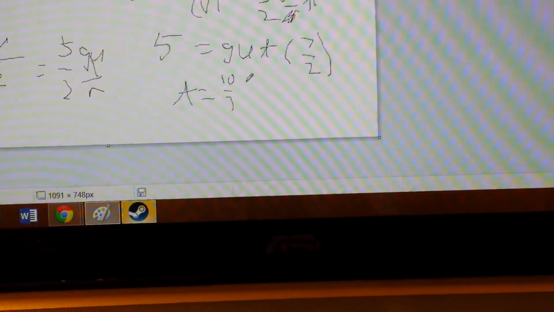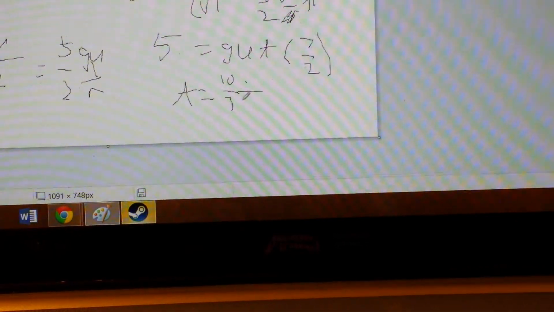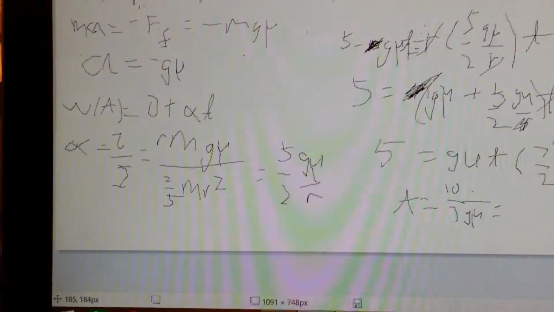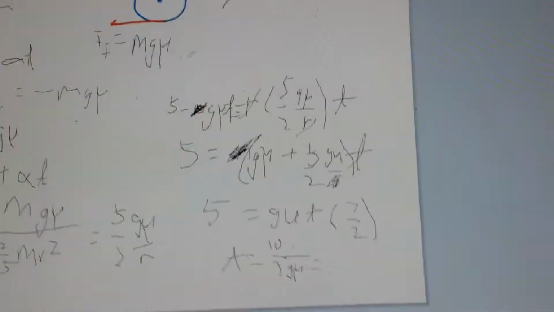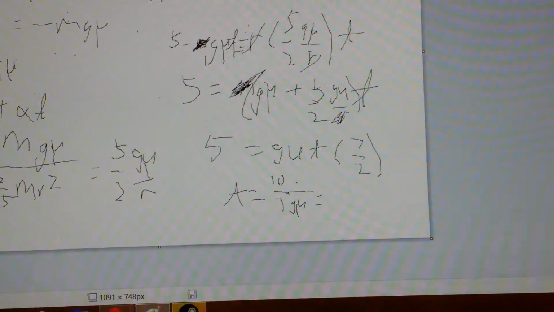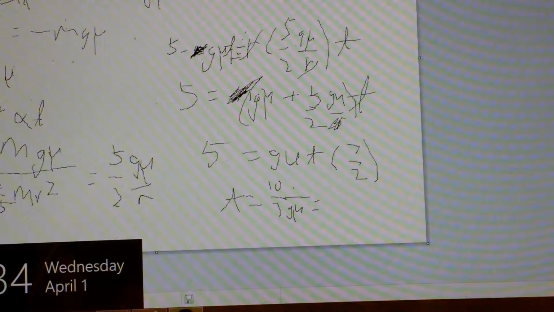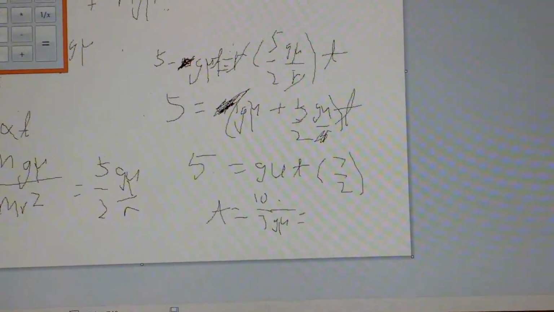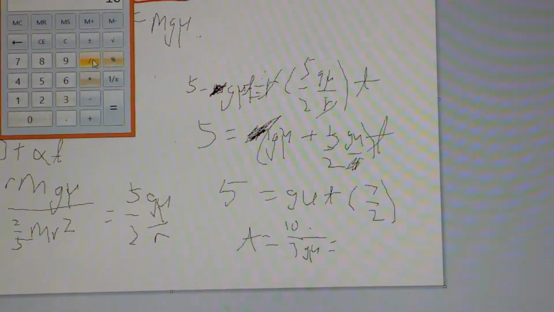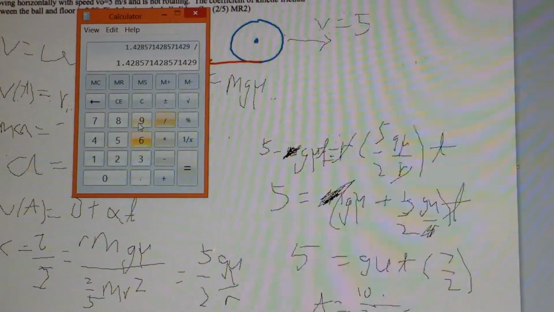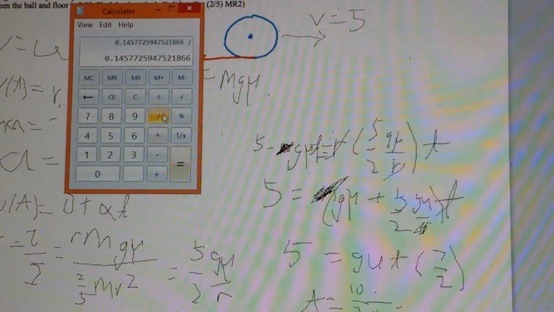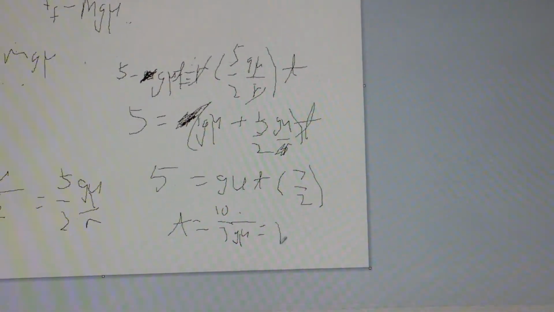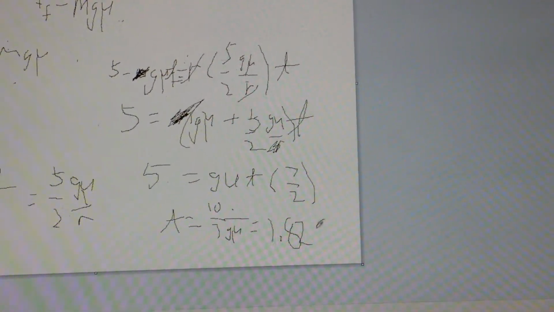So t equals 10/7 over g mu, and it tells us that mu is 0.08 and g is going to be 9.8. Plug it in a calculator. So 10 divided by 7 divided by 9.8 divided by mu, which is 0.08. That gives us our final answer of 1.82 seconds.